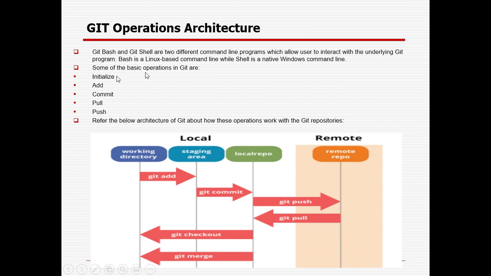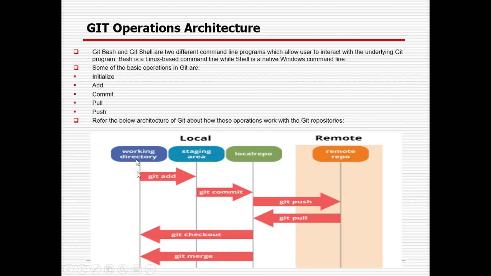Some of the basic operations in git are initialize, add, commit, pull, push. This is the diagram below, you can refer to it here. First, your code will be available in your remote repo, either in GitHub, Bitbucket or GitLab. This is your remote repo. So first you need to pull your code. As and when you pull your code, it will be stored in the local repo. After that, from the local repo, we move our code to the working directory with the help of checkout.